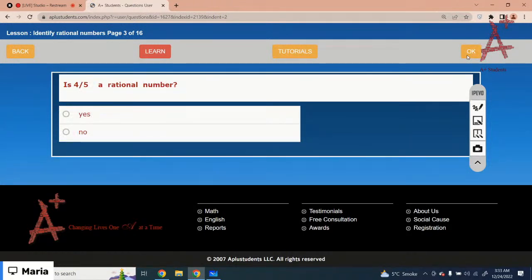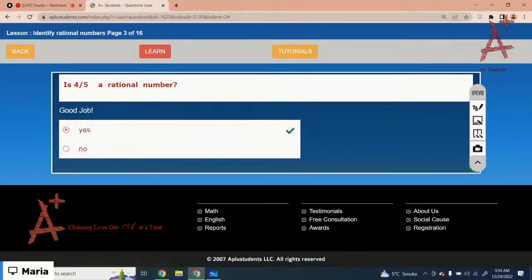Okay, is 4 over 5 a rational number? Yes, the number is written in the form of a by b. Got it? B is non-zero. So yes, it is a rational number. Got it? Just select the correct option and click on the OK button.